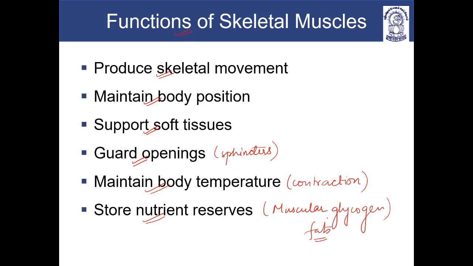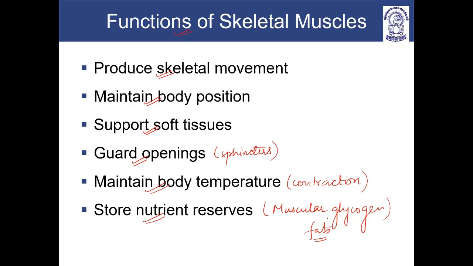So these are the functions of skeletal muscles. They produce skeletal movement. They help to maintain body position. They help to support different soft tissues. They help in the opening of guards, that means the sphincters. They help to maintain body temperature with the help of their contraction, and they help to store nutrient reserves.